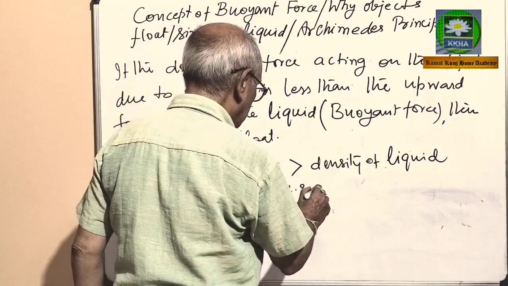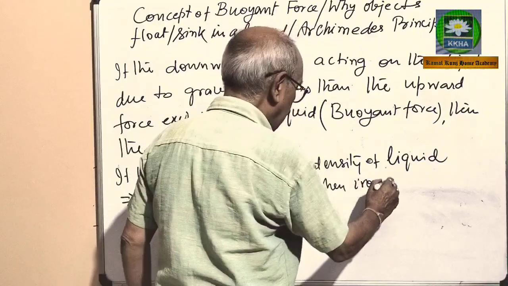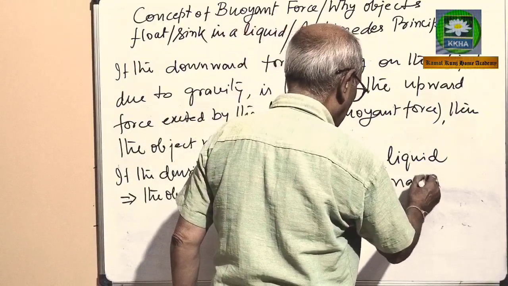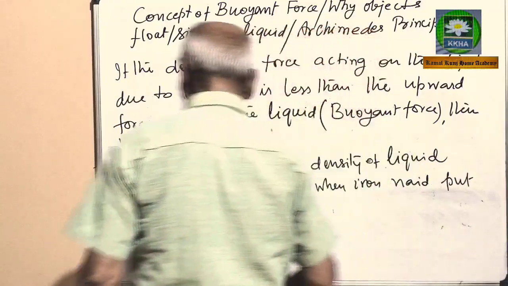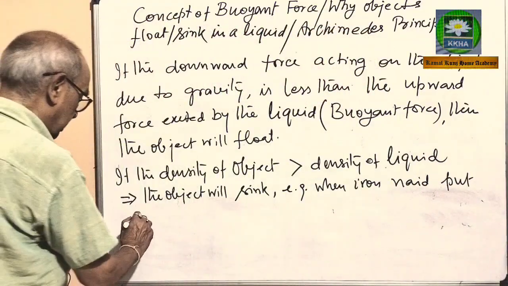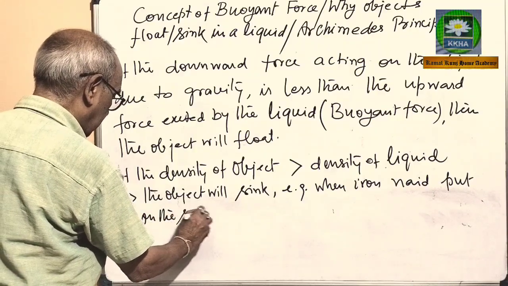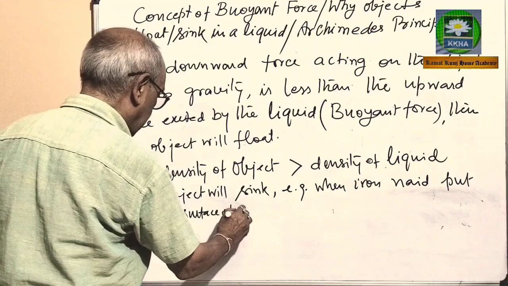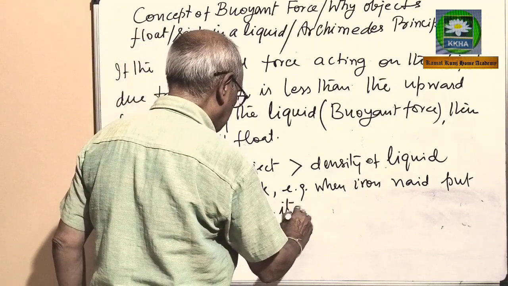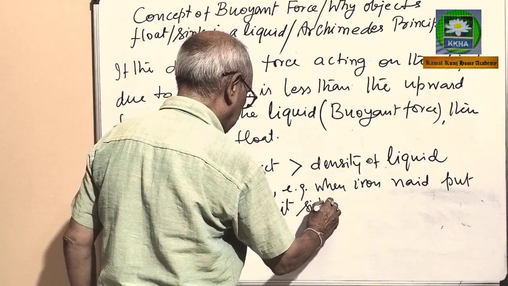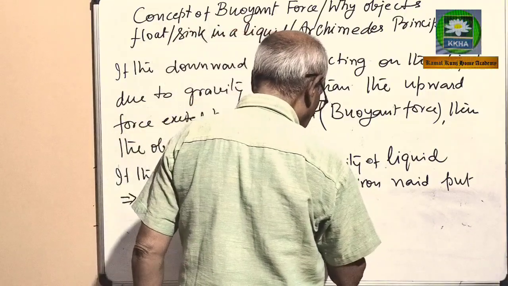For example, when an iron nail is put on the surface of water, it sinks because density of iron is more than density of water.